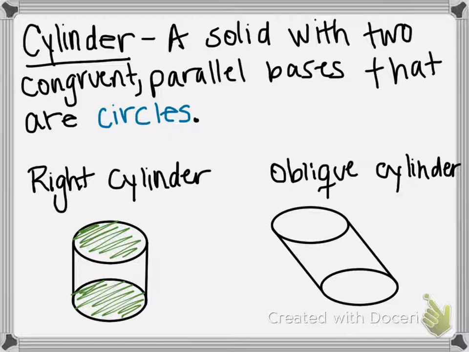So you can have a right cylinder, so that's when it looks like it's standing upright. Or it could be an oblique cylinder, and I could give the formal definition, but pretty much it's slanted. The line that connects the two bases is not perpendicular to the base, versus in a right cylinder, it would be perpendicular.